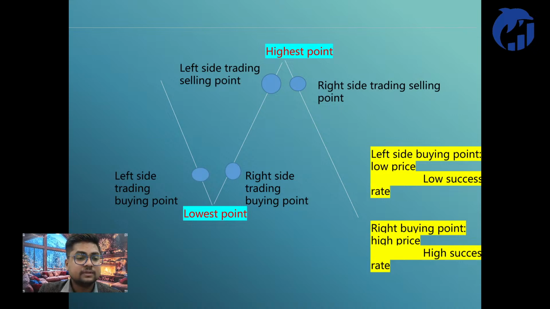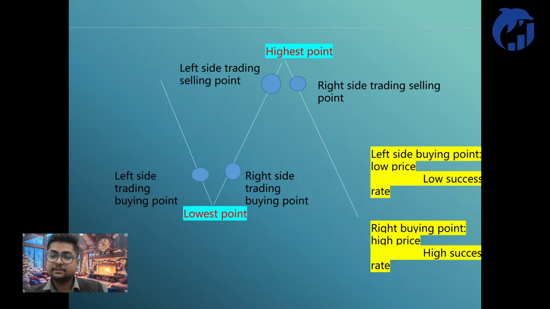The left side trading selling point is at this point, which is the highest point for the stock. If it comes toward this level, we need to sell the stock. On the right side, it will be a trailing stock. When the stock starts falling from the highest point, we have to sell it. So we have to buy at this side when the main fund starts building its position, right?